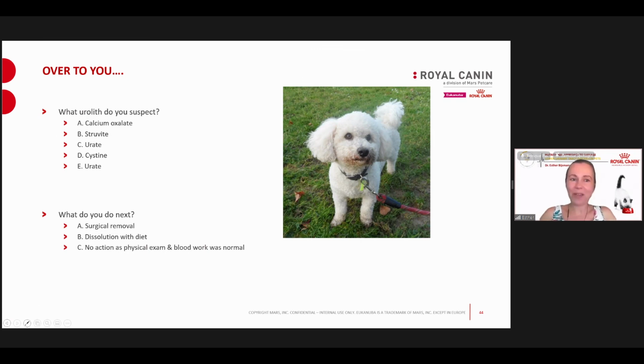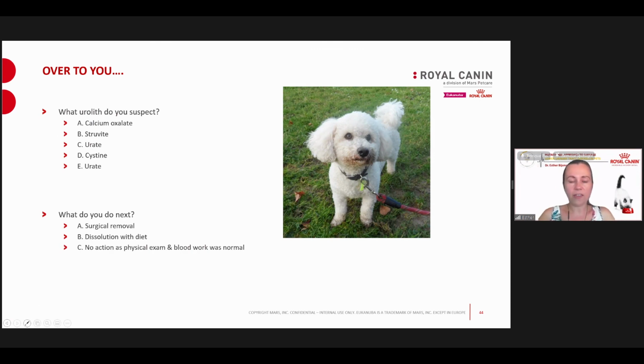Well, what urolith do you expect? Lucky is a Bichon Frise. He is male, middle-aged. He has a relatively acidic urinary pH, and he does not have a urinary tract infection. So to me, everything points to the likelihood of calcium oxalate. And you might wonder, well, why did he not have crystals? And actually, there is no correlation between the crystals that you see in a urine sample and the stones that an animal has.